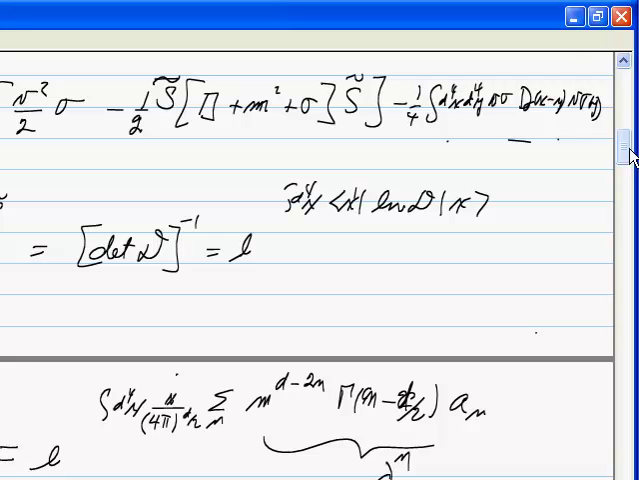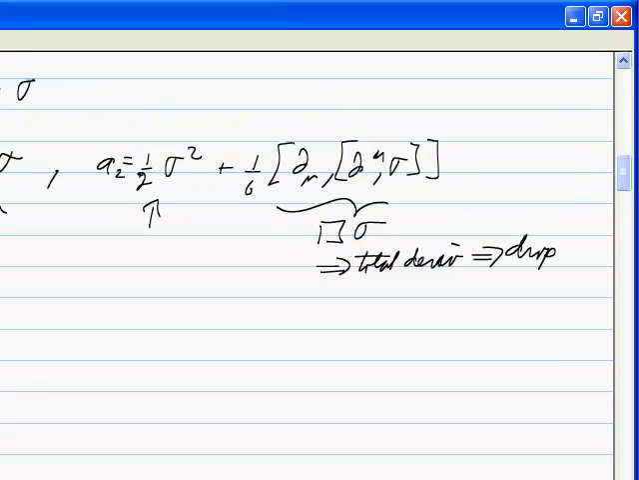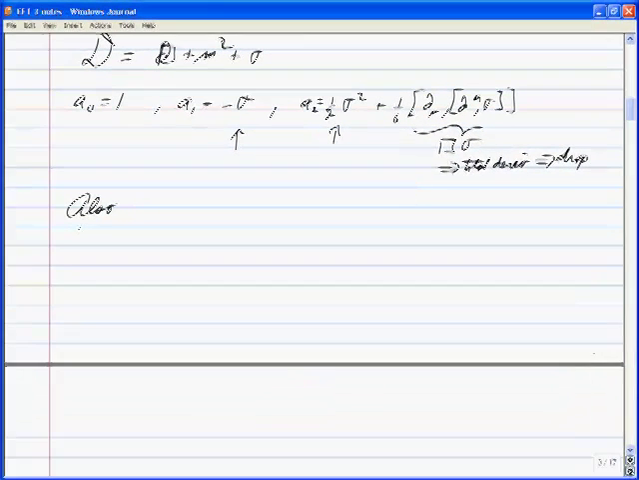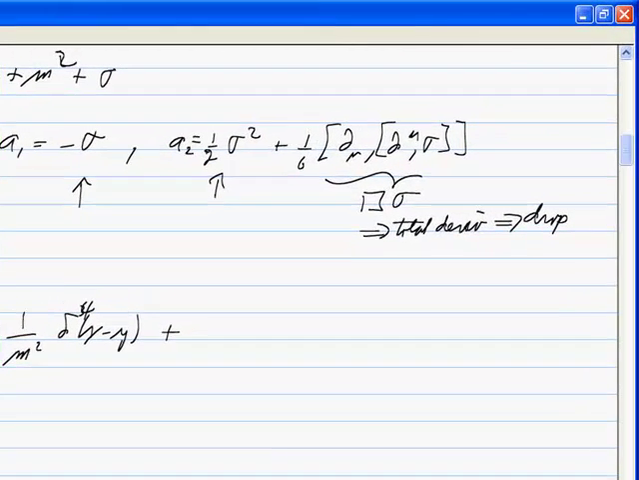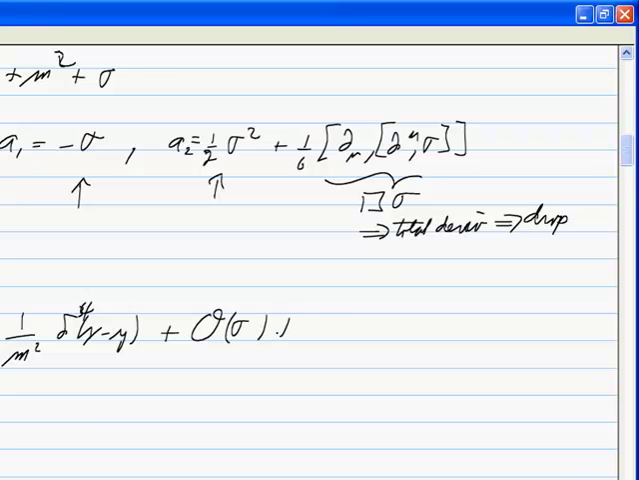Okay. I'll write that answer out in just a minute. The other thing that I did save over is this guy here. We also will use that d sigma x minus y starts off as 1 minus 1 over m squared delta 4 of x minus y plus order sigma plus order derivative of delta function.